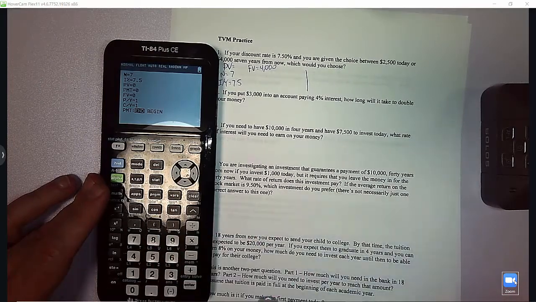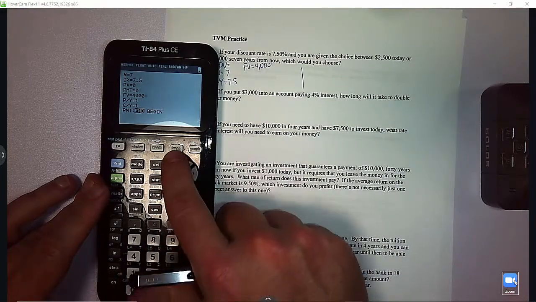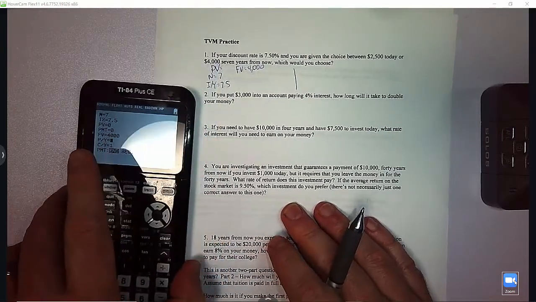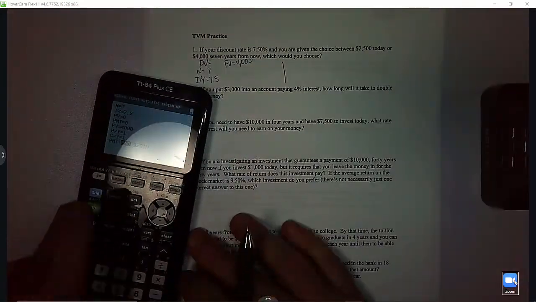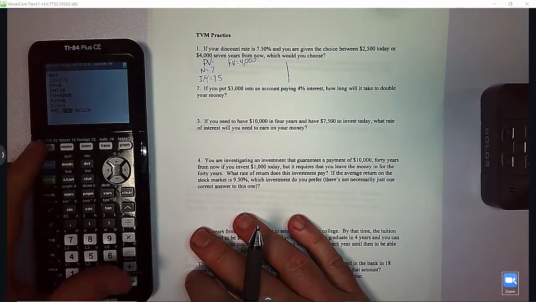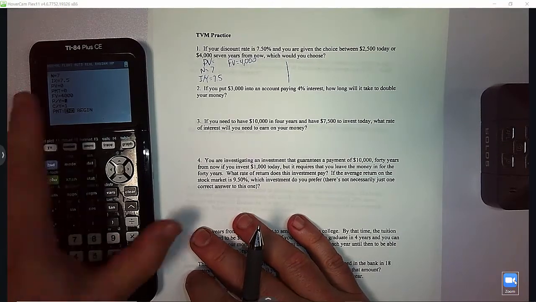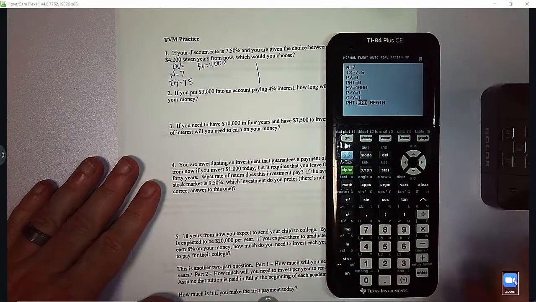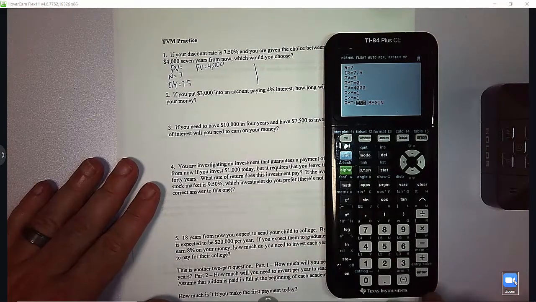My payment is 0 because this is a lump sum problem. My future value is equal to 4,000. The payments per year, or the compounding per year, is just equal to 1. Since there are no payments, the next one doesn't really matter, but I'm going to keep it with the end value. So I'm going to scroll up to my present value, press alpha, and then down at the bottom, press enter to solve for that.